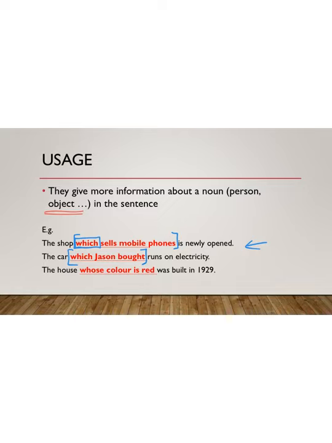Which Jason bought. And then for the last sentence: the house whose color is red was built in 1929. For this part, this is the relative clause, and we are using the relative pronoun whose in this case. Okay, so let's go into details of how we form the sentences using relative clauses.